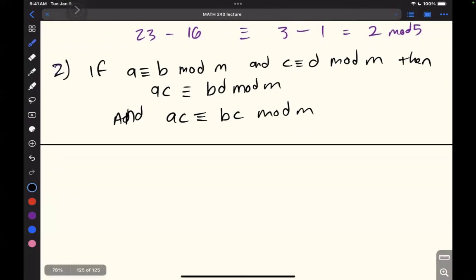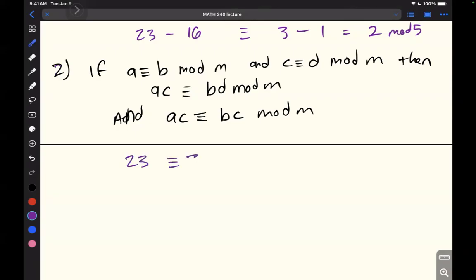I just want to go over the proof for this, like kind of sketch it out. I don't want to go over the proof. Okay, never mind.